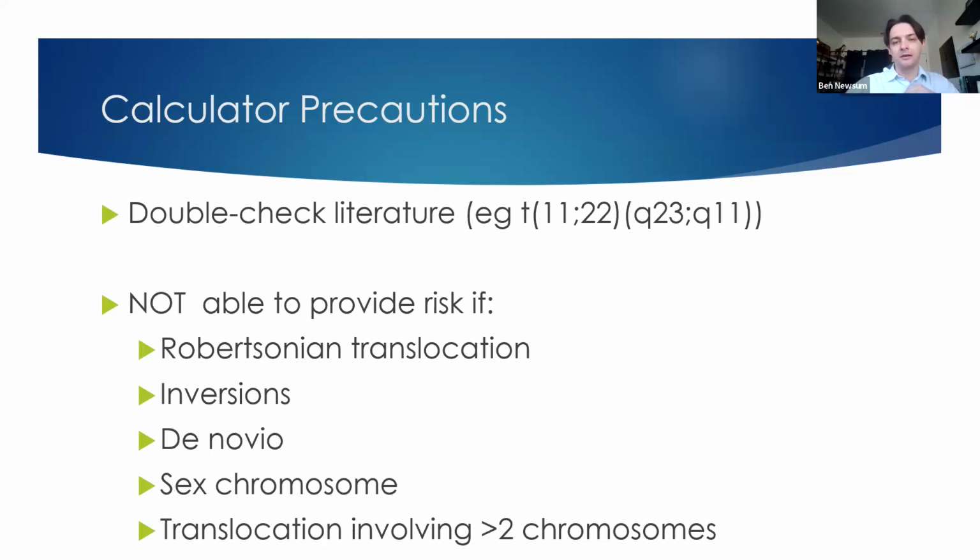I'll give an example of a relatively common balanced translocation. And then there are some things that the calculator cannot do. It can't be used for Robertsonian translocations. You just need to use the old tables for that.